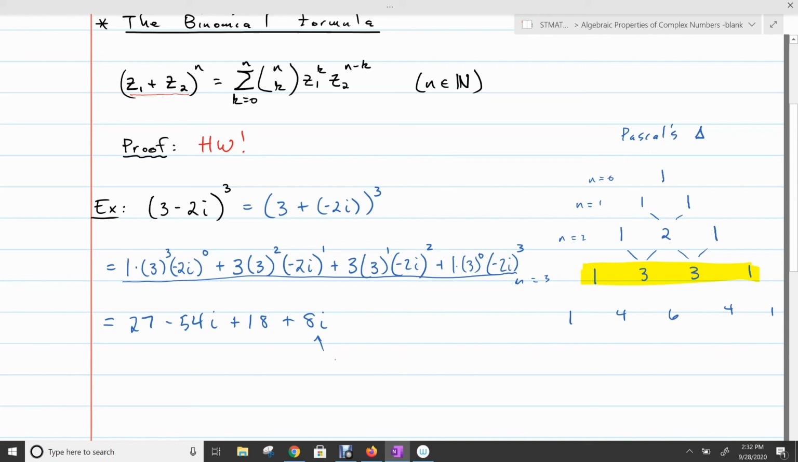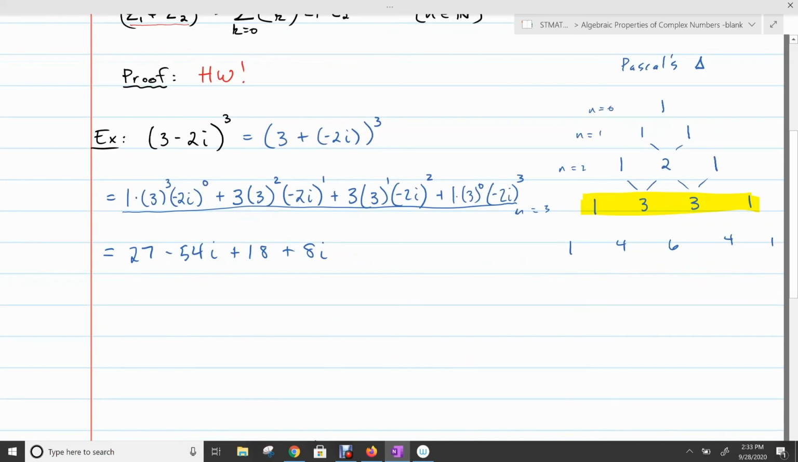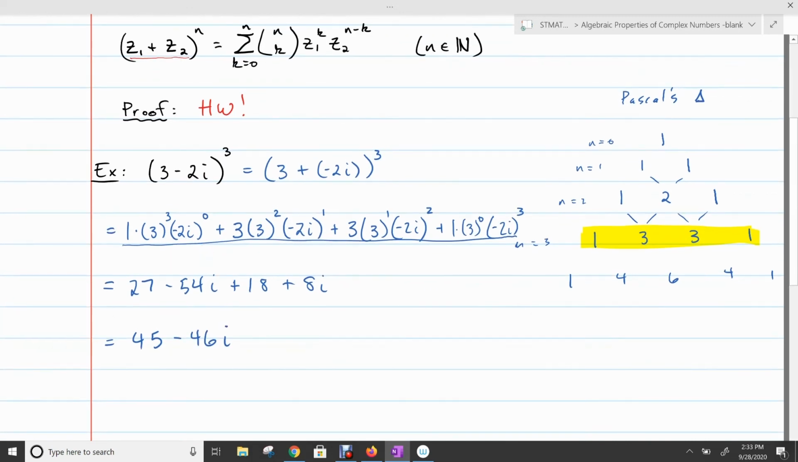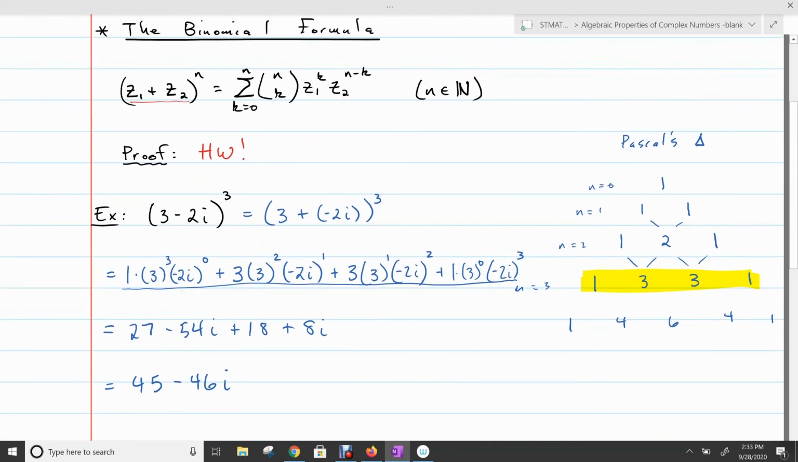For this term, you get negative 8 times i cubed, but that's negative 8 times i squared times i. And that negative 8 times i squared is just positive 8. And then you combine like terms. So 27 plus 18, I guess 45, and then looks like minus 46i. So there's the binomial formula.